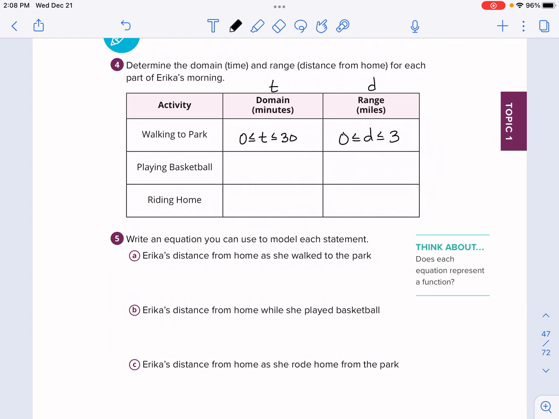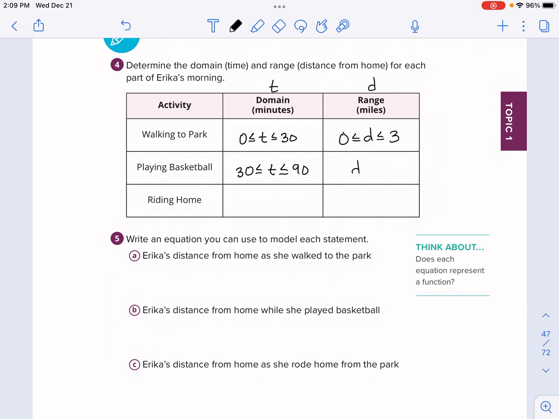And that was, she was there for 30 minutes. She played for an hour, so 60 minutes. If you add that, you're going to get 90. So t is less than or equal to 90. So from 30 minutes to 90 minutes in this scenario, she's at the park, which is exactly 3 miles.